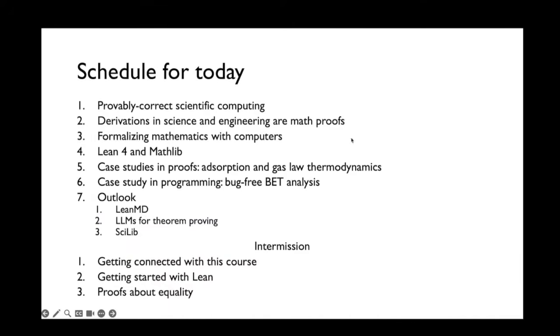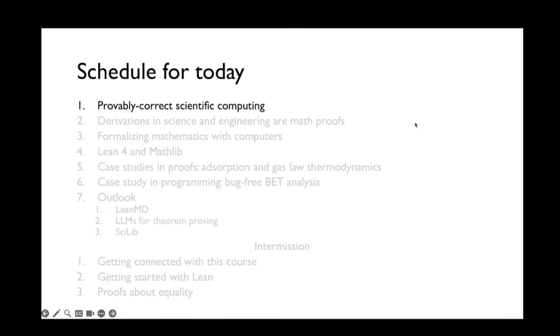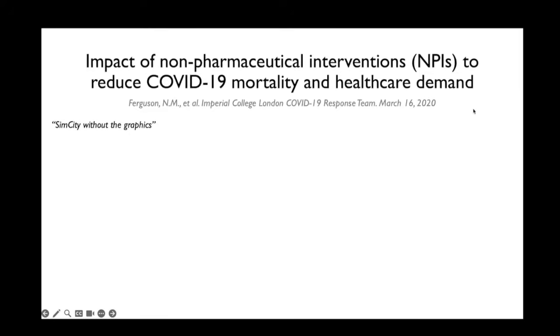So here we go. Provably correct scientific computing. We really need to talk more about what I mean here, why we care about this, what's relevant for this. And I want to first bring up this paper. You may or may not have heard about this. This was published in March 2020, shortly after the COVID pandemic was setting in.